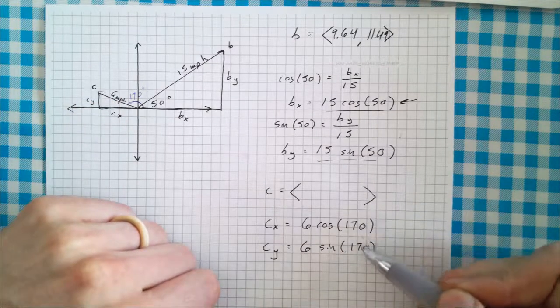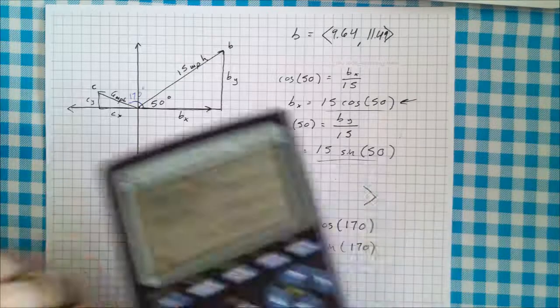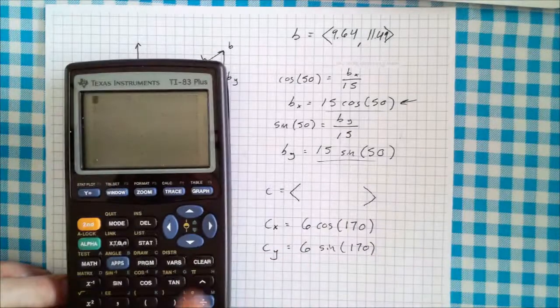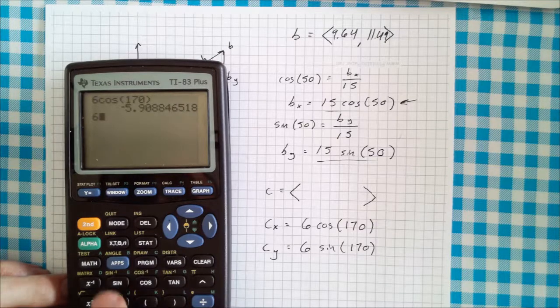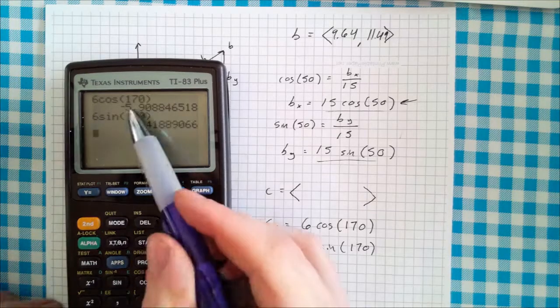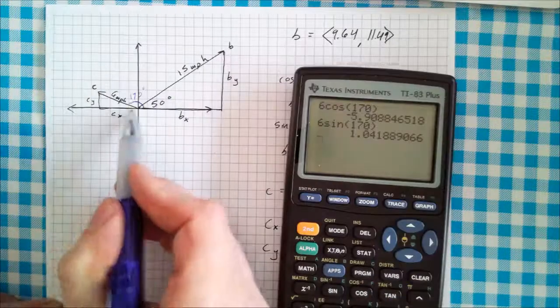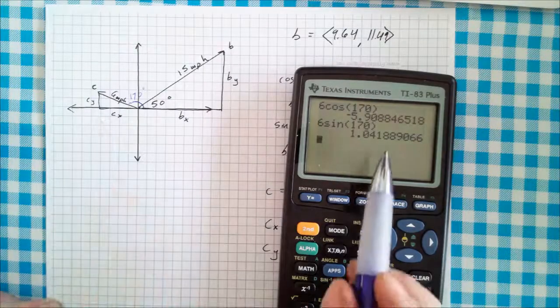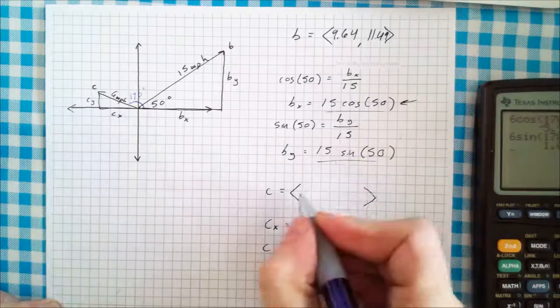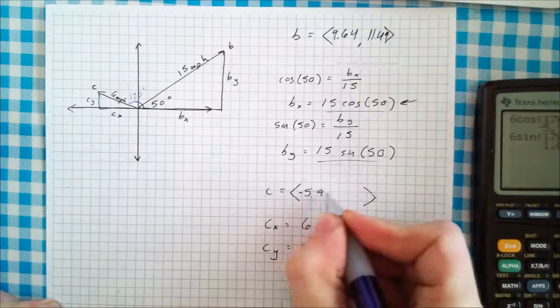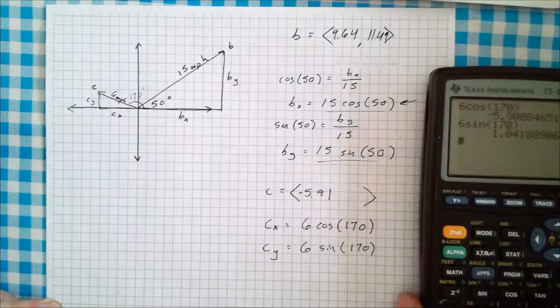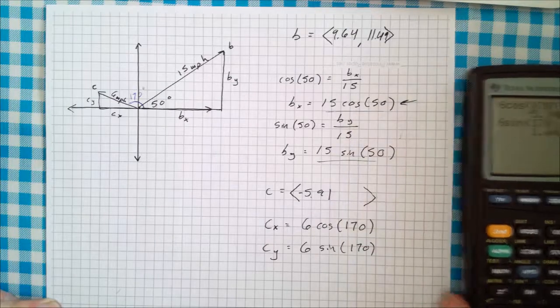Since this angle isn't on my unit circle, I'm just going to go ahead and go with my calculator. So I got 6 times the cosine of 170, and I got 6 times the sine of 170. Now hopefully notice we have a negative there. That's the x value. Do I have a negative x value? Yes, I do. So it makes sense that my x is negative 5.91, that's rounded, and then positive 1.04.